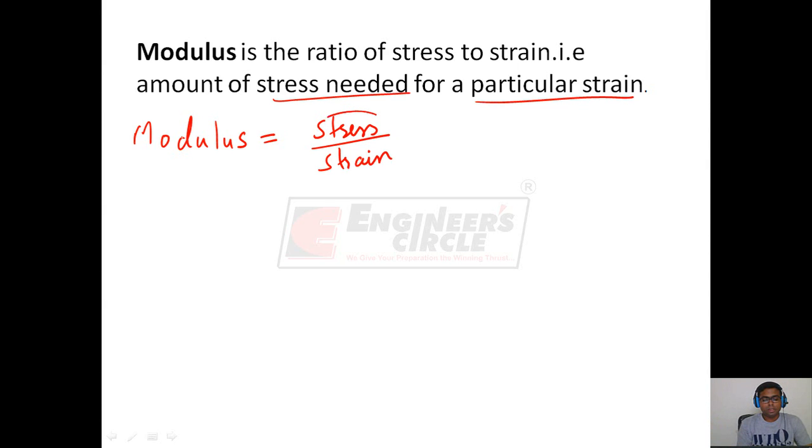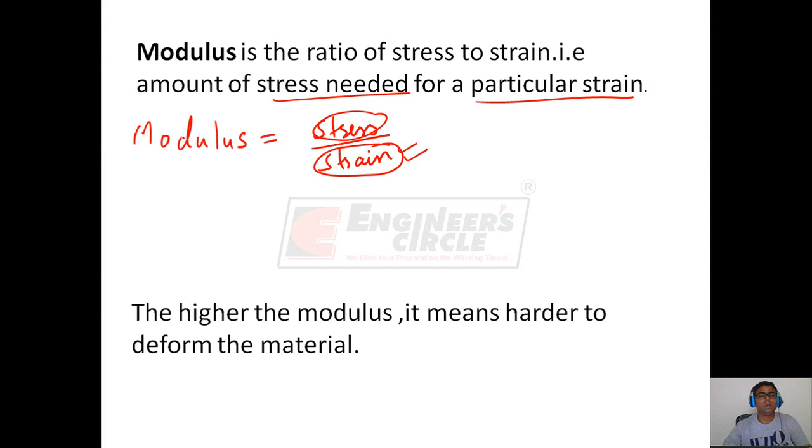If more stress is needed for a particular strain, we say that the material has a large value of modulus. Therefore, those materials that have large values of modulus will have less strains, and therefore such materials will not deform easily. That is, the higher the modulus, the harder it is to deform the material.